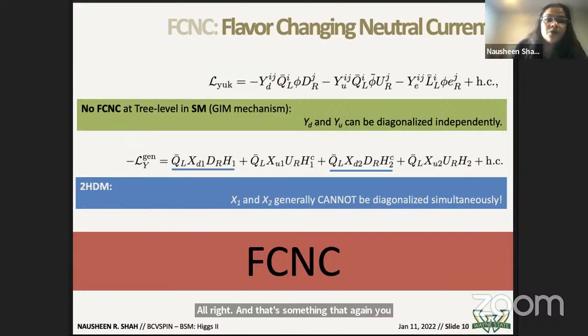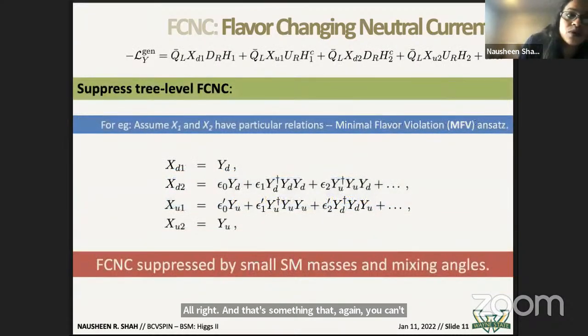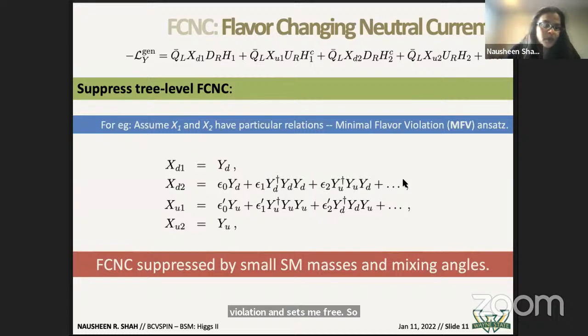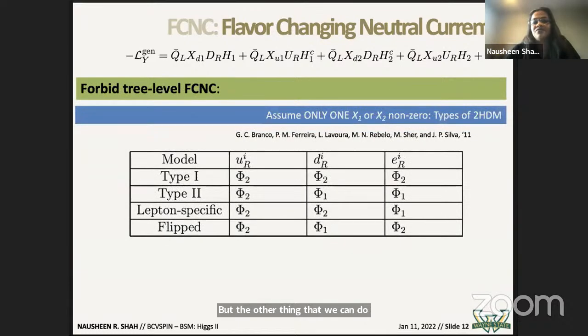So how do you forbid that from happening? One way is to say that, well, we're just going to suppress these tree level flavor changing neutral currents. So you assume that these additional matrices, these additional couplings, have some particular relationships. So, at leading order, they're proportional to each other. And then maybe the additional factors are suppressed by the small standard model masses and mixing angles, etc. So this is called the minimal flavor violation ansatz, MFV. That's something that happens in a whole bunch of different models. But the other thing that we can do is, well, we're just going to forbid these tree level flavor changing neutral currents.